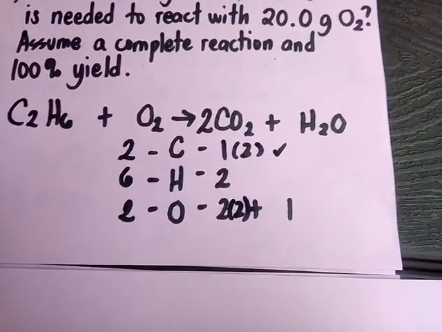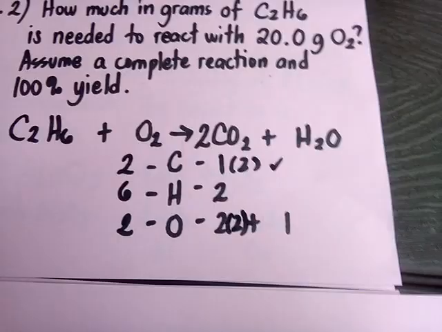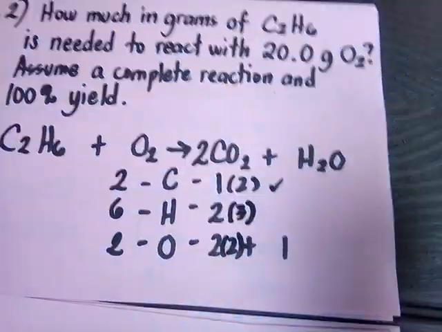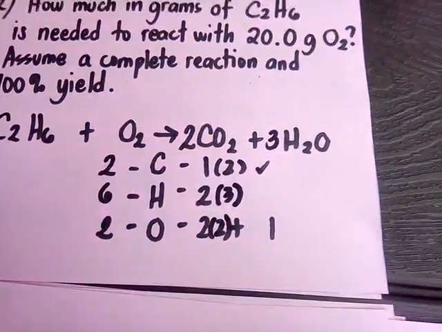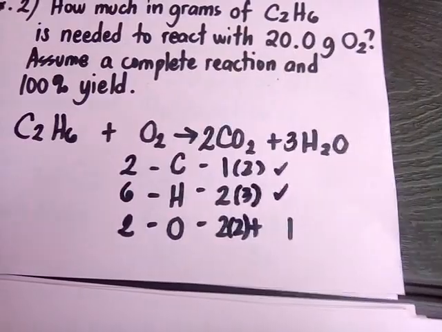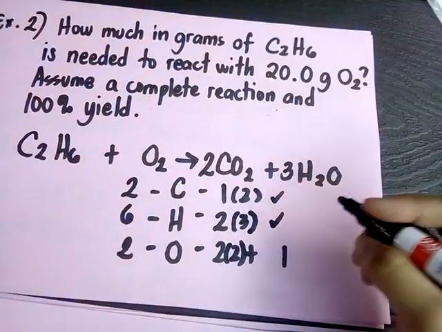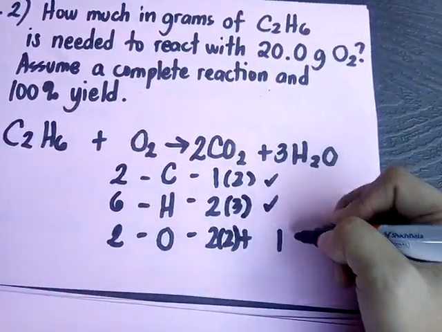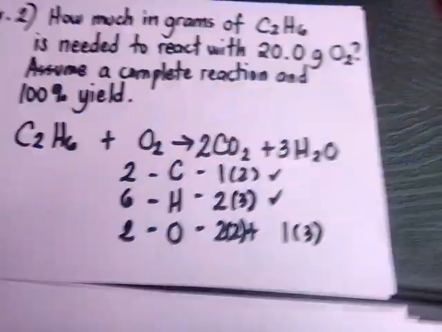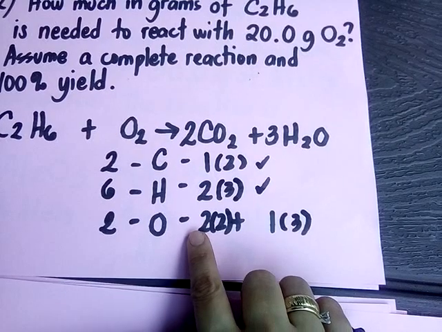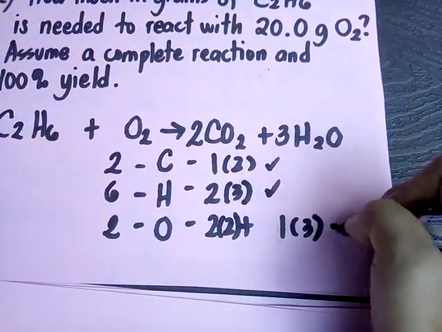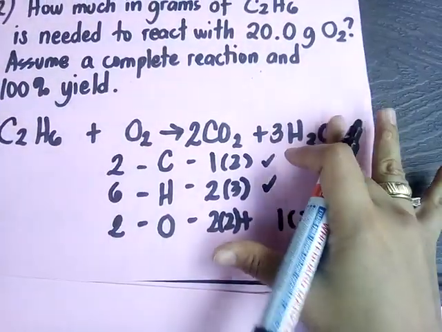How about hydrogen? Okay, so that's 6 and 2. So to balance, I have to multiply this by 3. So I have to put 3 as coefficient beside water. So we already have balanced H. Now here, oxygen was affected, so we have to multiply this by 3. So we have balanced carbon and hydrogen. How about oxygen? We now have 2 times 2, 4 plus 3. So we have 7 oxygen atoms.